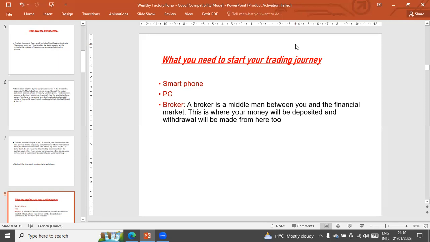So let's get into the PC. You're going to be using it for analysis, of which you're going to get to know more as we go on. Maybe in the next video I'll show you how to use the PC for this analysis that we are talking about. Then a smartphone is where you're going to be placing your trades from. You're going to install a certain trading application. So let's move on to the next thing that you have to know.